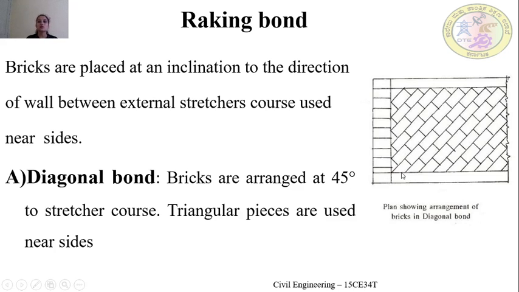So in diagonal bond, you can just observe this picture. All stretcher courses have been laid in the sides and bottom and top. So bricks are arranged at 45-degree inclination. Bricks are arranged at 45-degree to stretcher courses that are provided near sides. And near sides, the triangular pieces have been utilized.